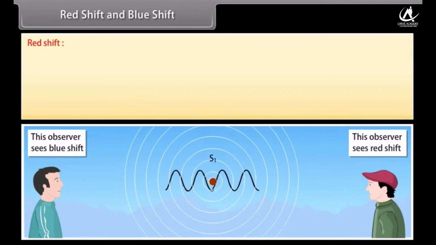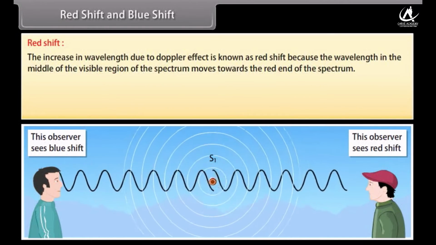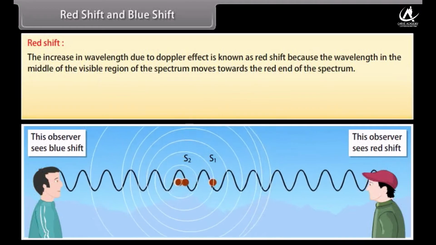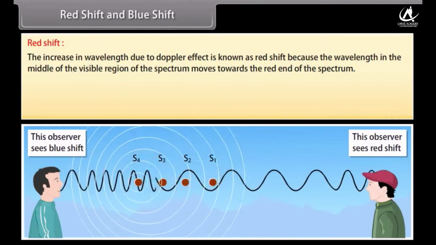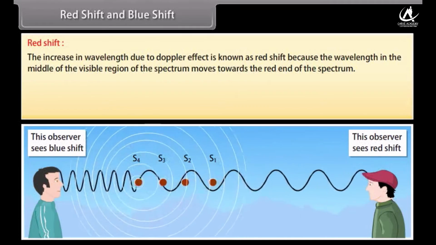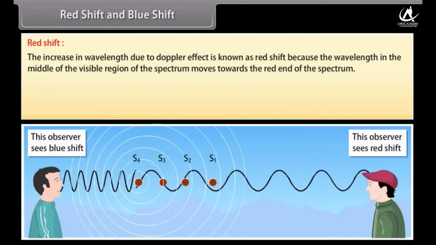Redshift and blue shift. Redshift. The increase in wavelength due to the Doppler effect is known as redshift because the wavelength in the middle of the visible region of the spectrum moves towards the red end of the spectrum.